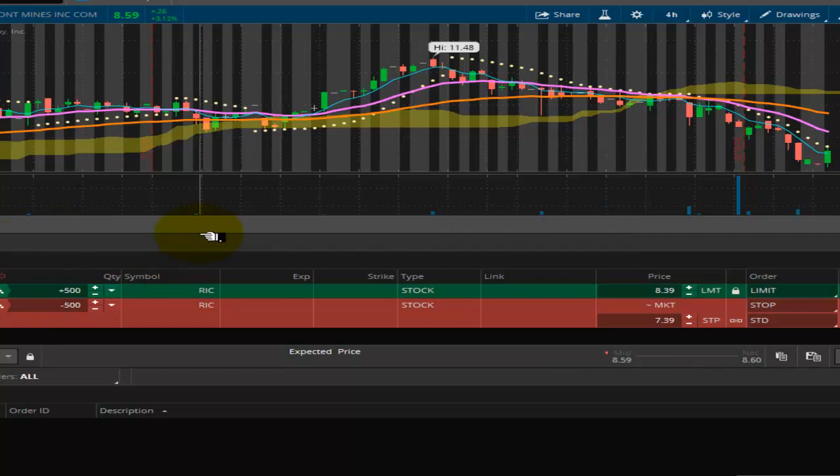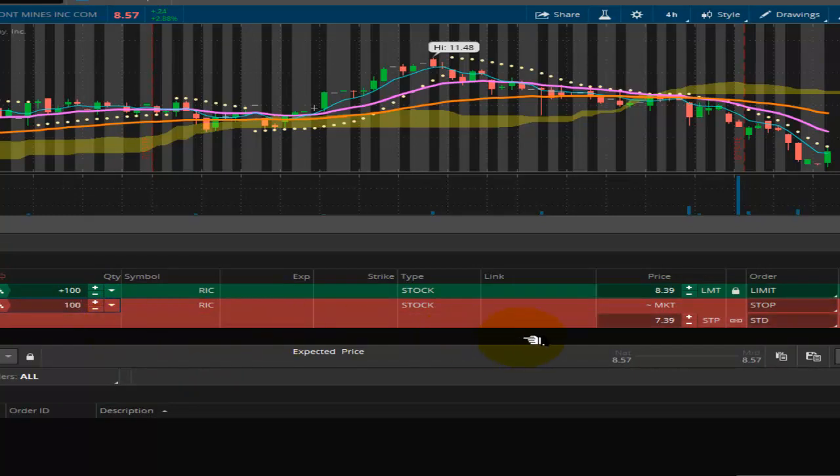Okay. You can default to however many shares you want. I have mine defaulted to 500 shares. All right. So that's just how I have it. So for the sake of this example, we'll go ahead and change this to 100 shares just for this example.